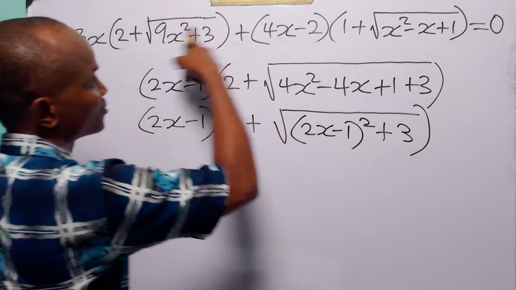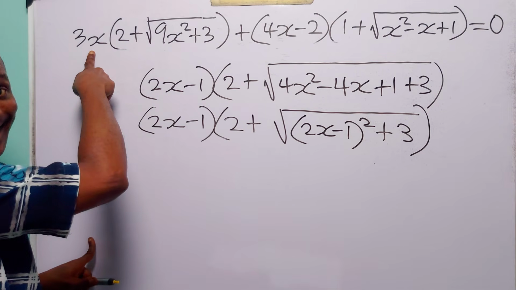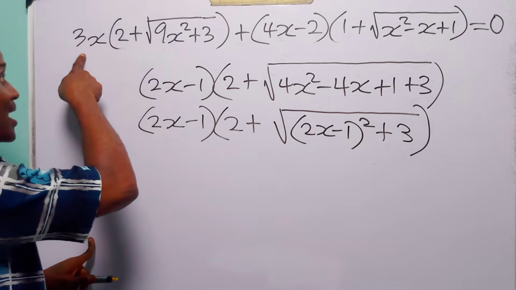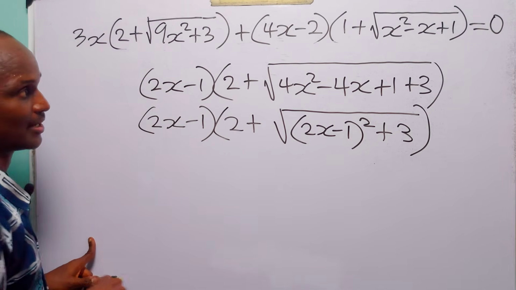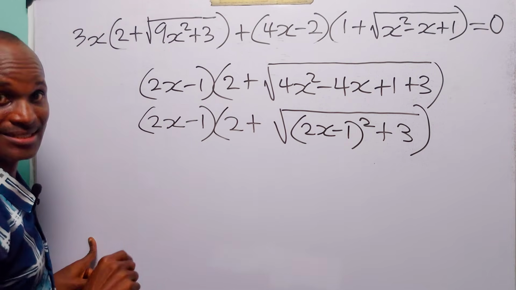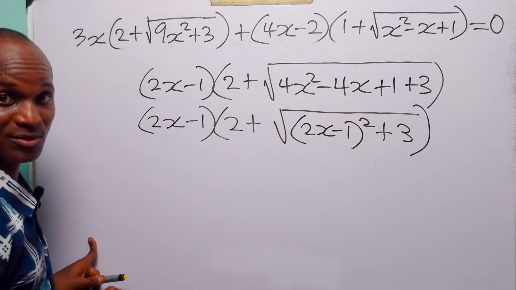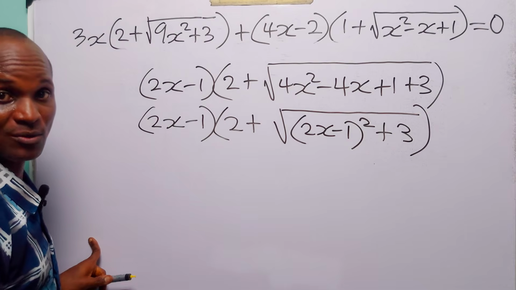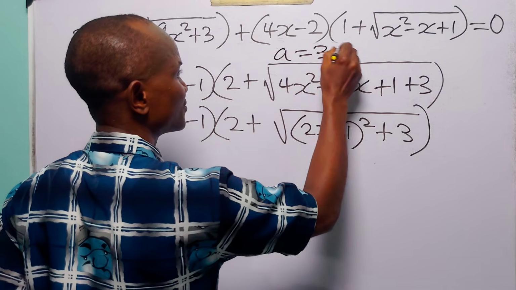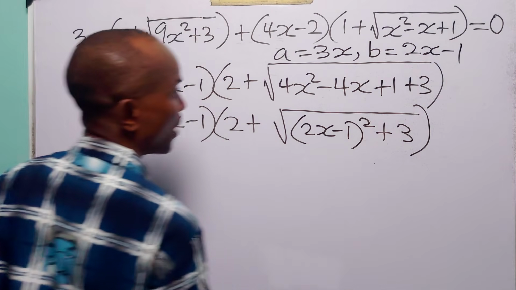Now, let us go back to the original equation. Notice that here we have 3x. Here we have the square root of 9x squared. And of course, you know that the square root of 9x squared is equal to 3x squared. Now, this second term has been rewritten as this. Here we have 2x minus 1, and here we have 2x minus 1 squared. So to simplify the original equation, let us do two substitutions. Let a be equal to 3x and let b be equal to 2x minus 1.